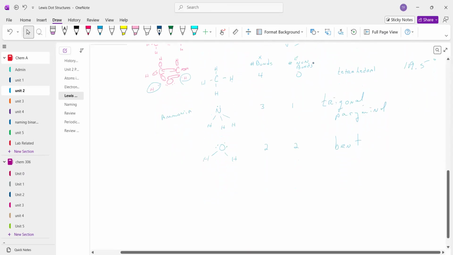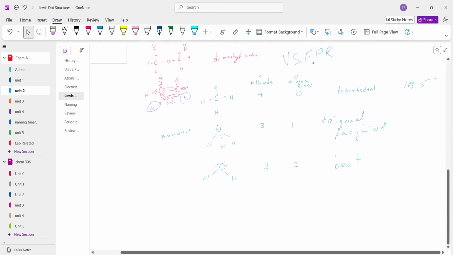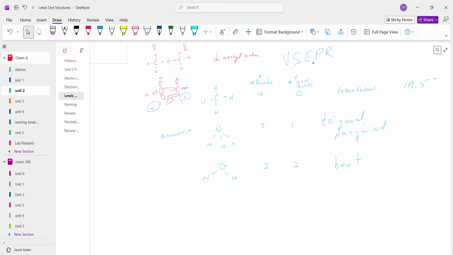Now, notice we have 4 parts here. We've got the top one, 4 H's. The next one down, 3 H's and an electron pair, also 4. And the bottom one, 2 and 2, also 4. What if you don't have 4? What if you only have 3?